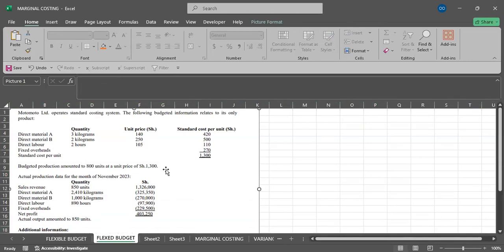So the question reads, Motomoto Limited operates standard costing system. The following budgeted information relates to its only product. So this particular company is producing one item. It is producing one product, or maybe if they are producing more than one, but what we have here is only information related to one of their products, right?